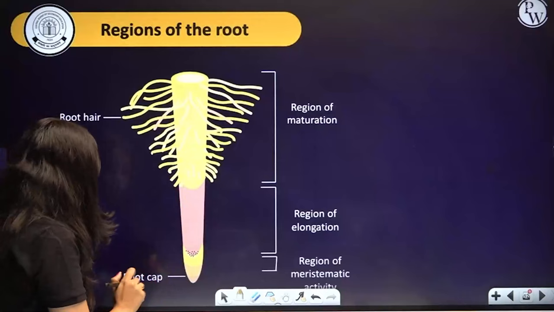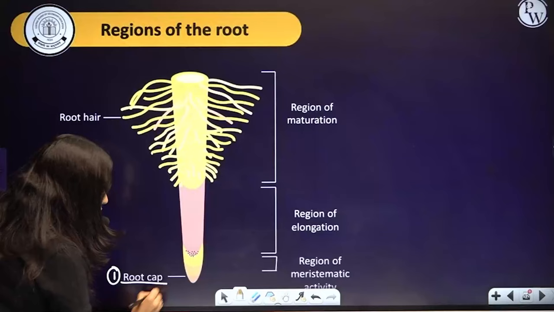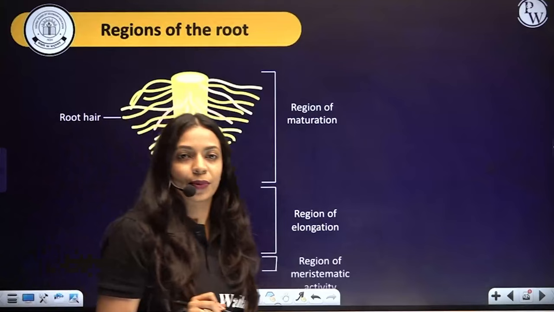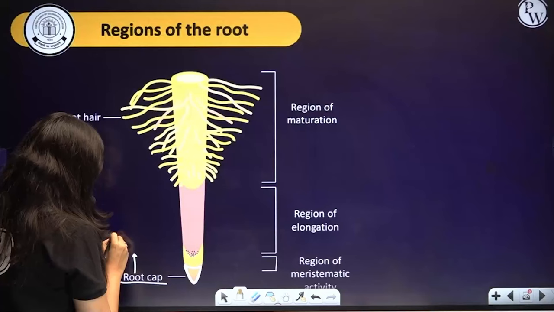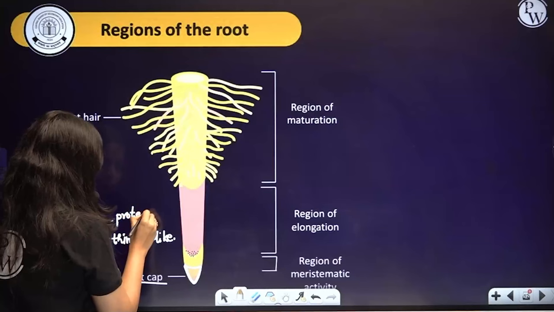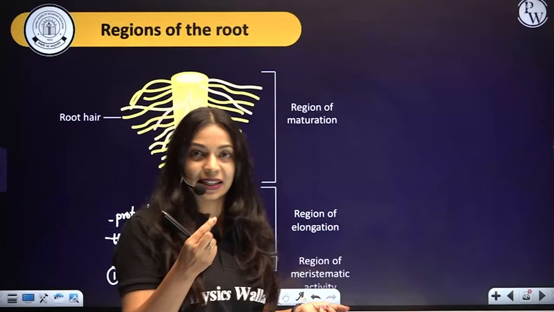So, at the tip of the root, you will find something called the root cap. This portion is the root cap. Now, in your NCERT, it is given that this is a thimble-like structure. It is protective in function. What does thimble mean? It's a cap-like structure.